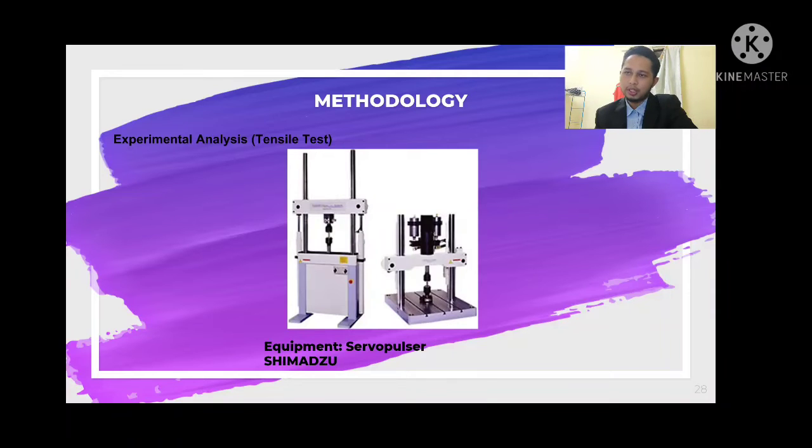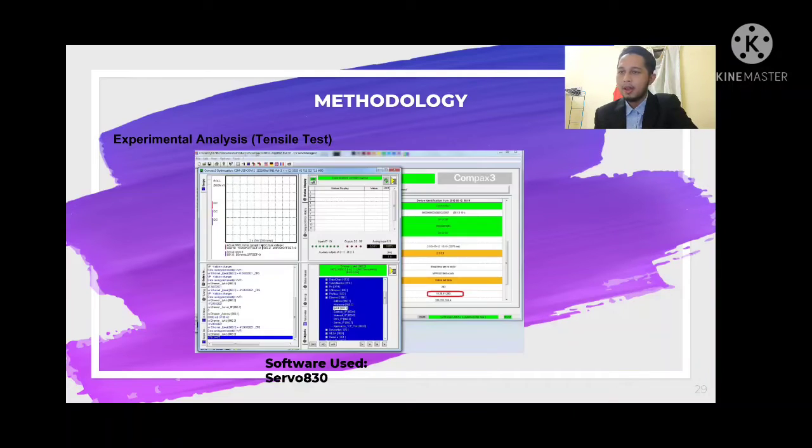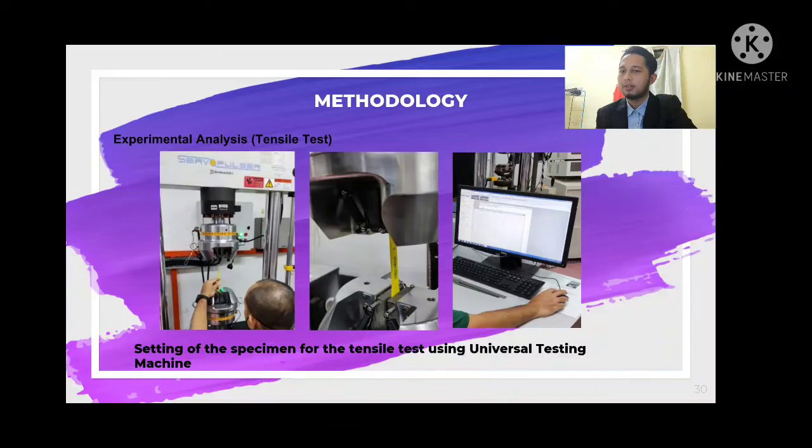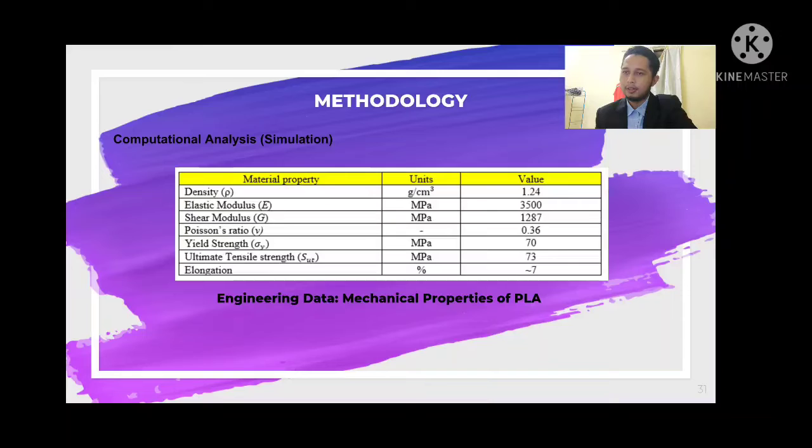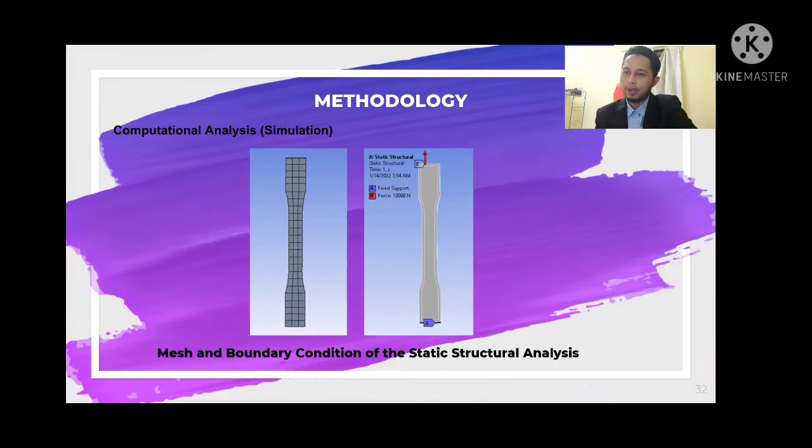The equipment used for the tensile test that was carried out in UiTM is the Servopulser Shimadzu Universal Testing Machine. The software used to control the feed rate of the UTM is the Servo A830. The feed rate is set at 5 mm per minute, with surrounding temperature around 25 degrees Celsius. For the computational analysis, the mechanical properties of PLA taken from other studies were used as engineering data in ANSYS Workbench software.